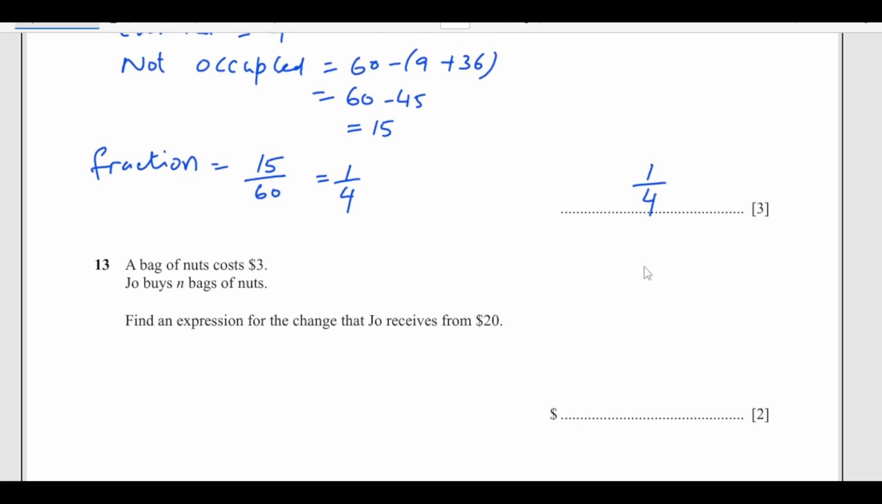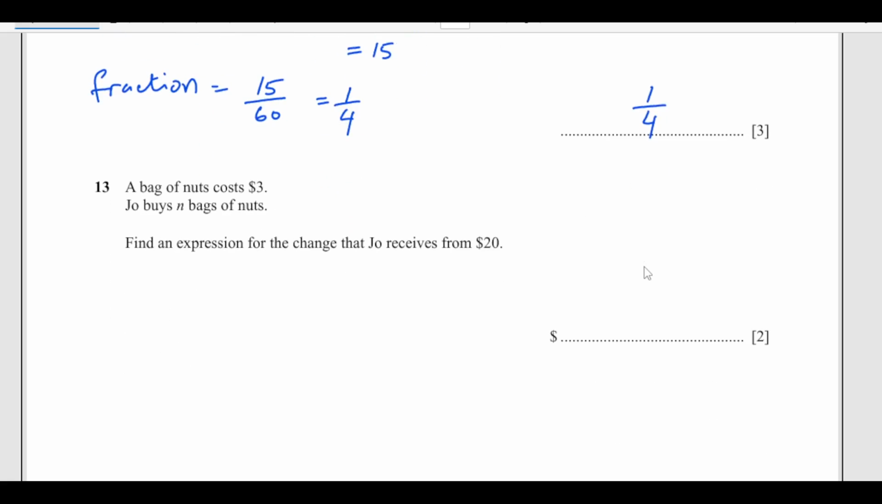Okay. Number 13, a bag of nuts costs $3. Joe buys 9 bags of nuts. Find an expression for the change that Joe receives from $20. So a bag of nuts costs 3 and he buys n bags, so total cost is going to be 3n, right? But he has given $20, he wants to receive the change, so this is 20 minus 3n, so 20 minus 3n is the expression, right?